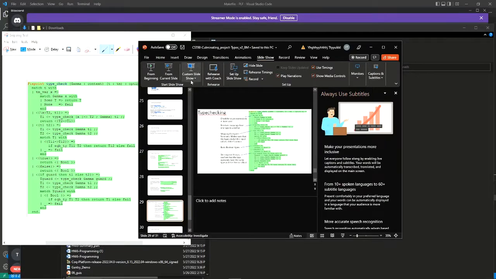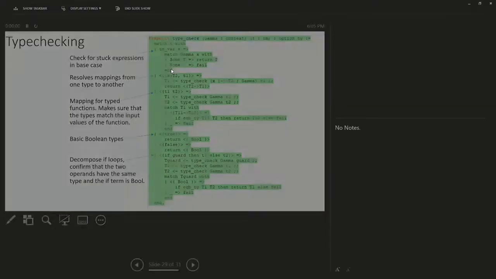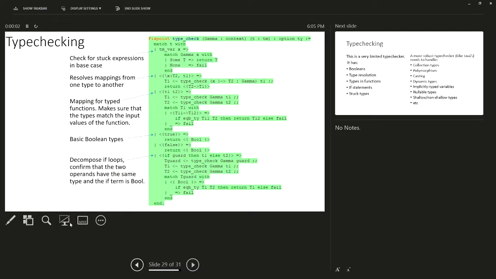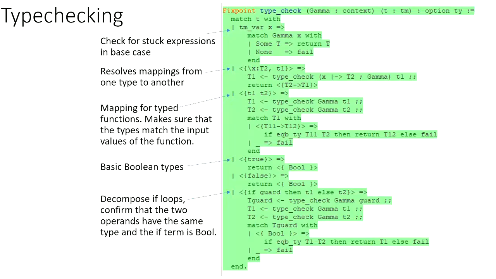All right, play again from current slide. Swap presenter, and we're good.